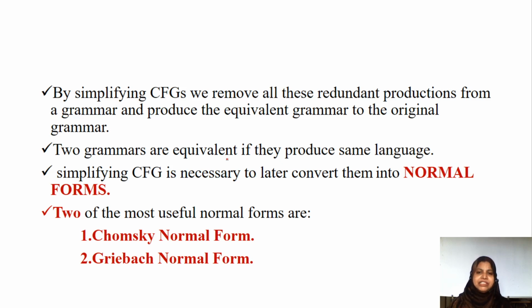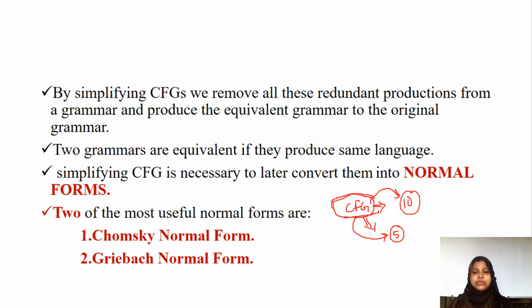Here, for example, we have one CFG. This CFG has around 10 productions. After simplifying the CFG, we are going to get five productions. But the CFG consisting of these 10 productions is equivalent to the CFG having these 5 productions. Why? Because we are not changing the properties of that particular CFG, right?